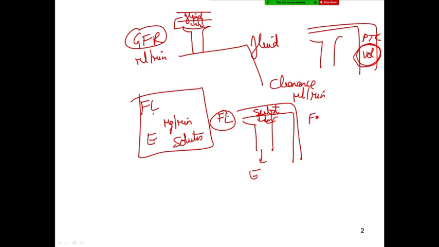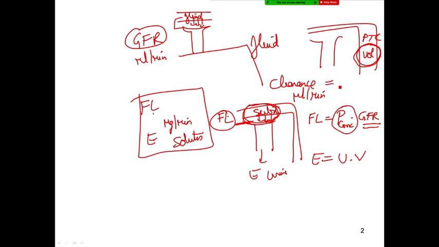Therefore, your filtered load will depend on the blood values. And what's the formula for filtered load? It depends on the blood, so plasma concentration. It's a rate, so what's the rate it will depend on? GFR. Excretion is in the urine, so instead of plasma concentration, it will depend on urine concentration. Instead of GFR, it will depend on urine flow rate.